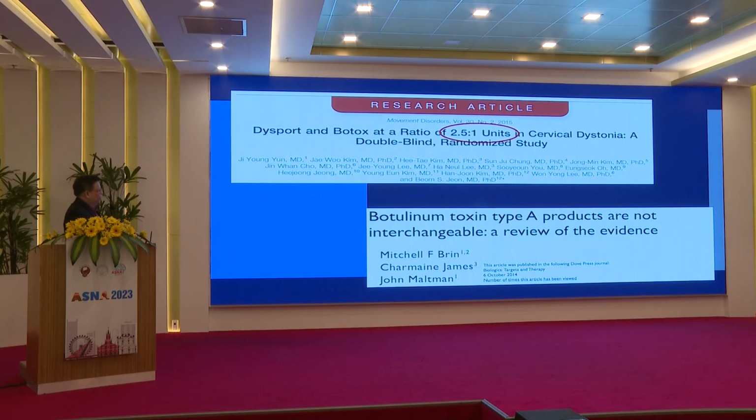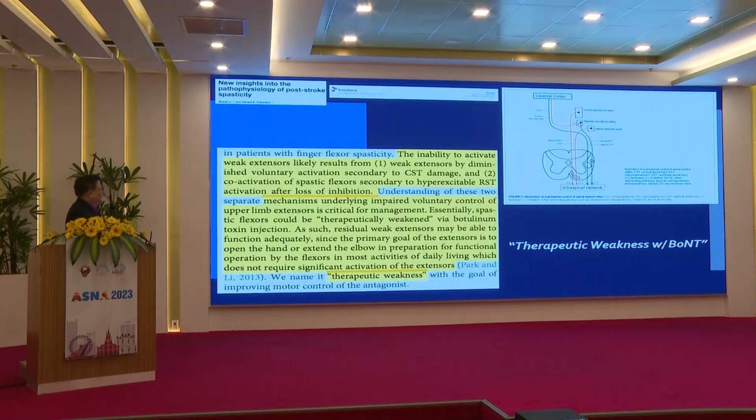And again, of course, this is not a sanctioned thing by our gracious sponsor, but let me just tell you that in cervical dystonia, these Korean experts ended up with a ratio of 2.5 units of abobotulinum per 1 unit of Inco botulinum toxin. So therefore, we use this in the clinics.